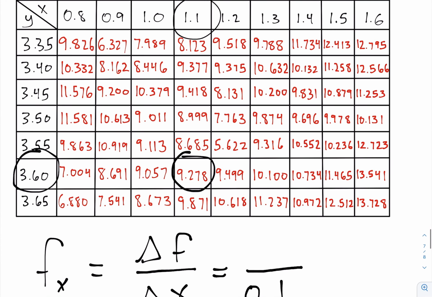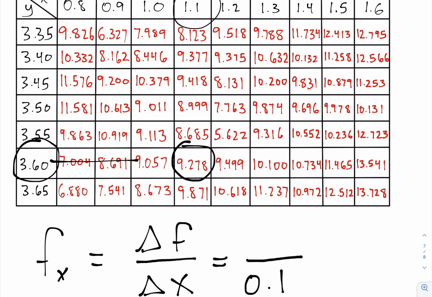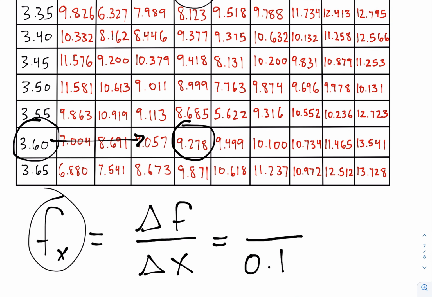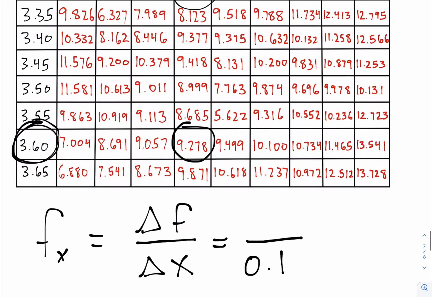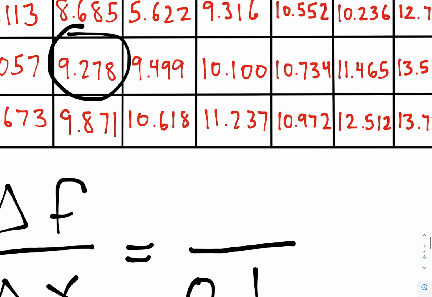So if we go 0.1 in the x direction, if we go from 1.1 to 1.2, how does the value of our function change? So y is still 3.6, right? Because remember, this is f sub x, the partial derivative of f with respect to x. So we're considering y a constant. That's why we're keeping it 3.6. But how does the function change as we nudge 1 to the right? Okay, well, it goes from 9.278 to 9.499.